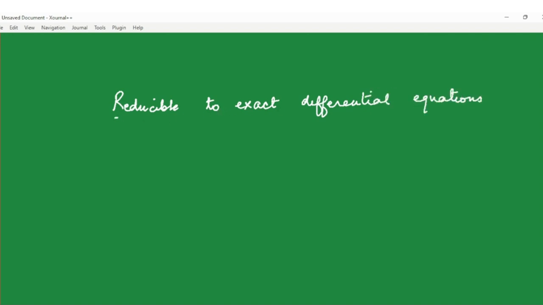Everyone. In this video we are going to learn about the second type of integrating factors for a non-exact differential equation. So this is a continuation to the category reducible to exact, and we are going to discuss integrating factors for non-exact differential equations and how to make them exact. So this is the second rule.